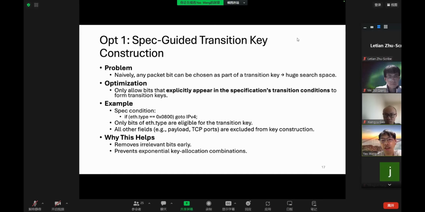So if a transition condition only checks the ETH type, then the bits from the IPv4 source address or the payload are irrelevant to the control flow. So ParserHawk restricts the candidate transition key to only the bits that appear in spec-level conditions. For example, if the spec checks the ETH type equal to 0, then only those 16 bits are eligible for the key. And this single restriction removes a huge number of meaningless degrees of freedom and immediately shrinks the search space.